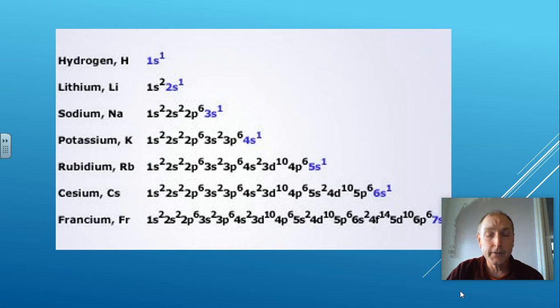So here are the configurations of all the alkali metals, all ending in something S1. 1s1, 2s1, 3s1, and so forth.